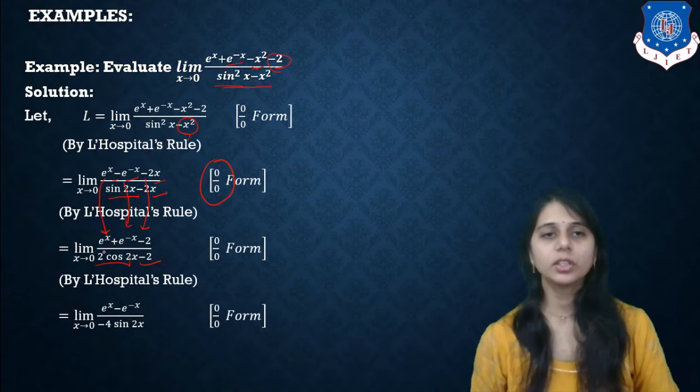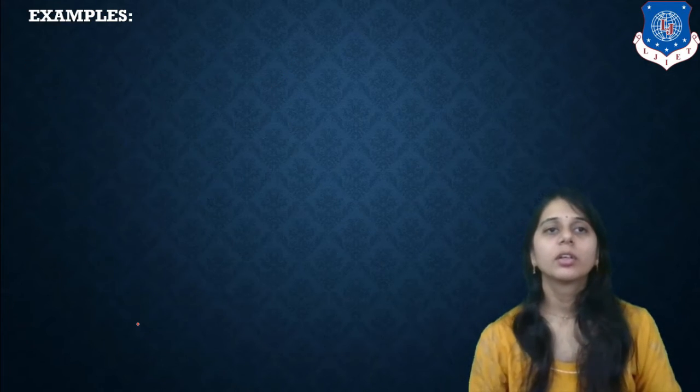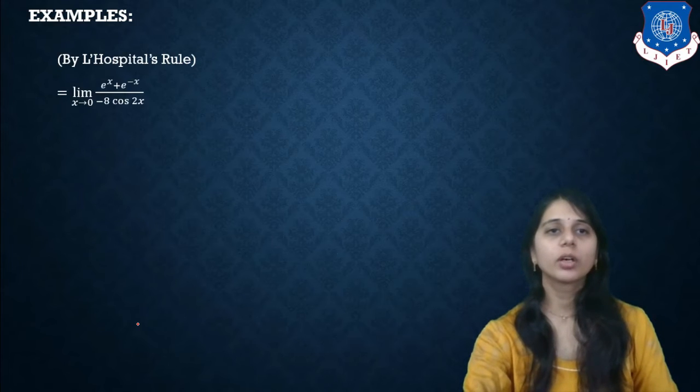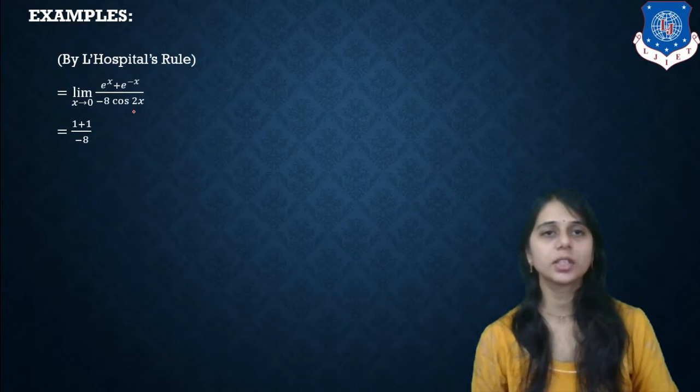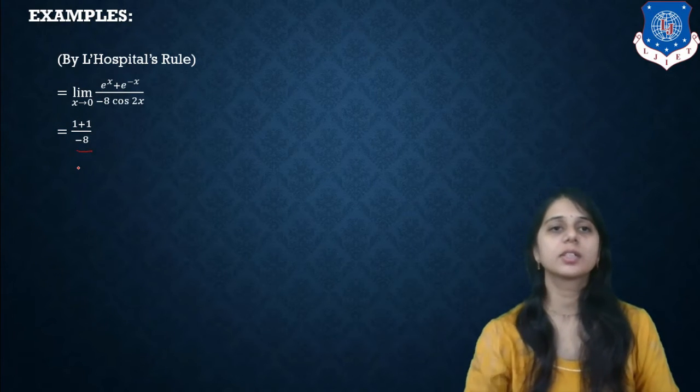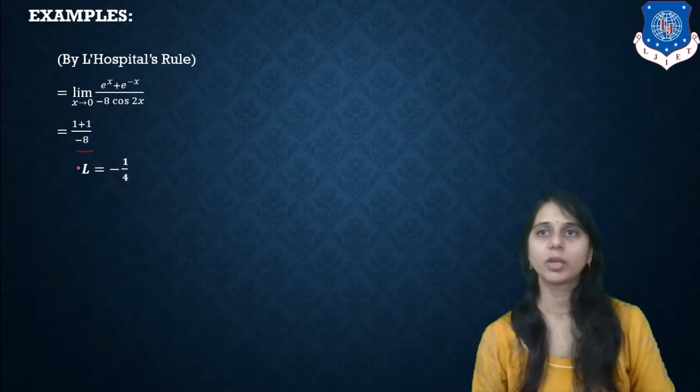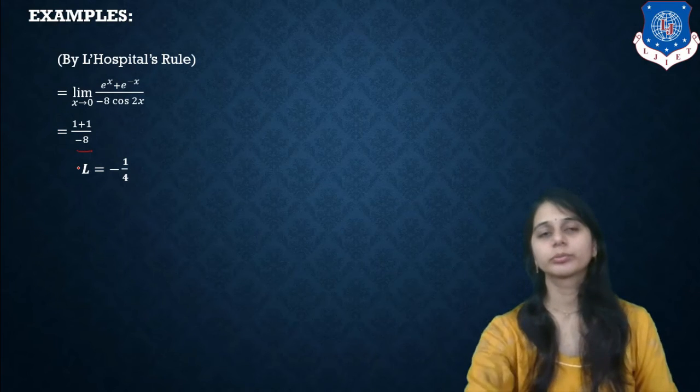Again differentiation: e raised to x minus e raised to minus x, minus 4 sin 2x. Again applying x tends to 0, we are getting 0 by 0 form. Again we differentiate: e raised to x plus e raised to minus x, minus 8 cos 2x. This time applying 0, we get 1 plus 1 upon minus 8. The answer is a finite number, minus 1 by 4. It is our limit.